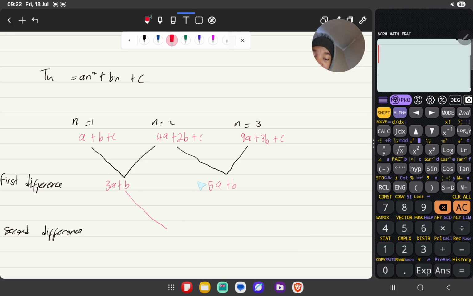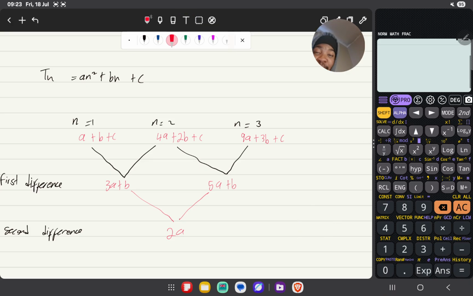So then I want us to focus here now. Yes, let's focus on this second difference. So you have 5a plus b, and we are subtracting 3a plus b. All right, so b minus b, you get 0. 5 minus 3, you get 2a. So you end up with 2a.